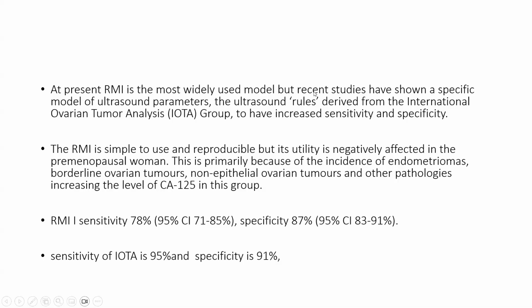All right, what about the last question? RMI is the most widely used model, but recent studies have shown a specific model of ultrasound parameters: the ultrasound rules derived from the International Ovarian Tumor Analysis group. Although RMI is simple and reproducible, its utility is negatively affected in premenopausal women, as we discussed that CA125 is raised in many other conditions as well. The sensitivity of IOTA is 95% and specificity is 91%. However, the sensitivity of RMI1 is 78% and specificity is 87%. So we can see that the sensitivity and specificity of IOTA are more than RMI.